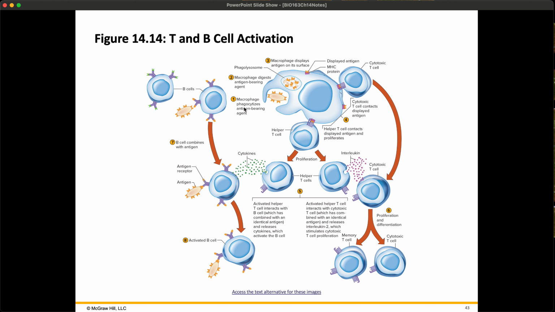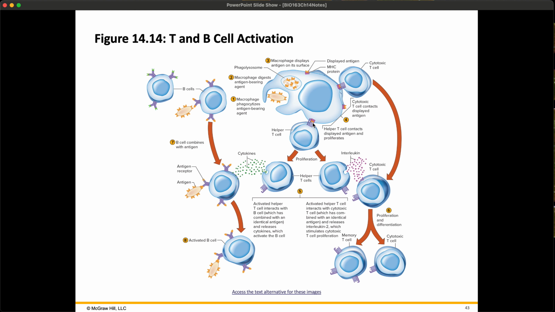So starting at level 1, a macrophage is phagocytizing and eating this antigen. So here's your pathogen with its antigen markers on its cell surface. The macrophage is going to engulf that, break it down, and then bind some of these antigens to the MHC for displaying. And that's going to allow the cytotoxic T cell to recognize it. It's going to bind there. You're having the cell-to-cell contact.